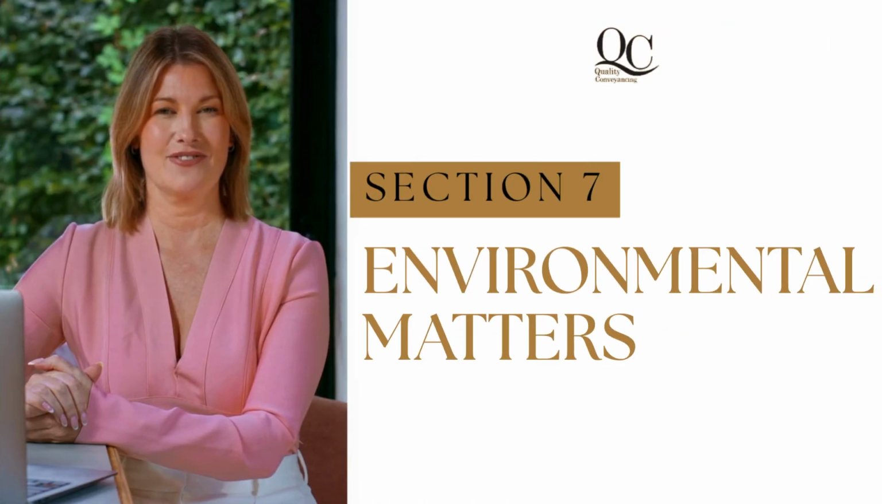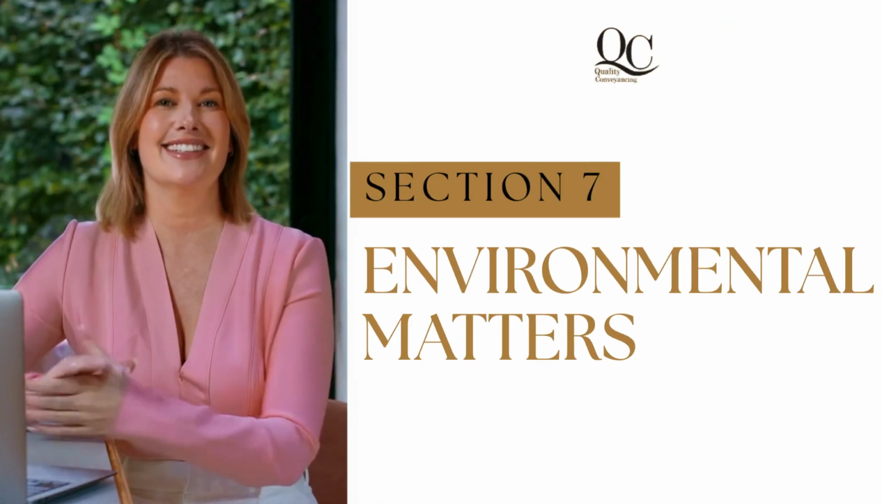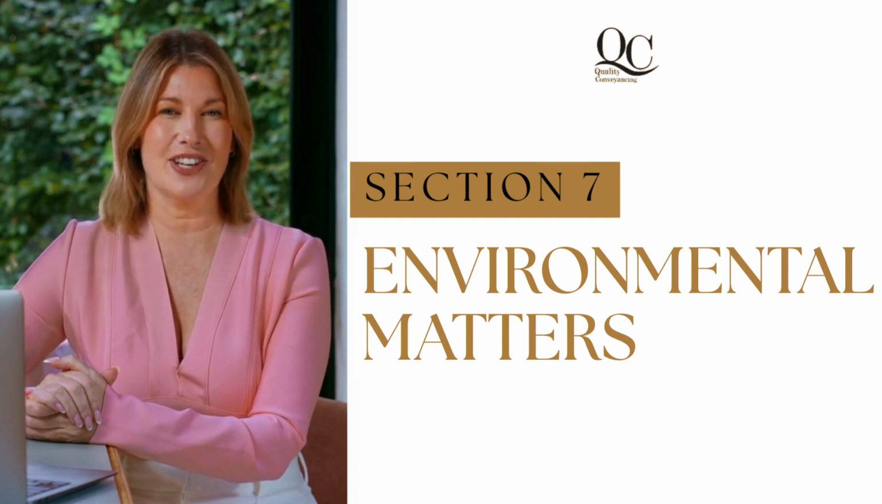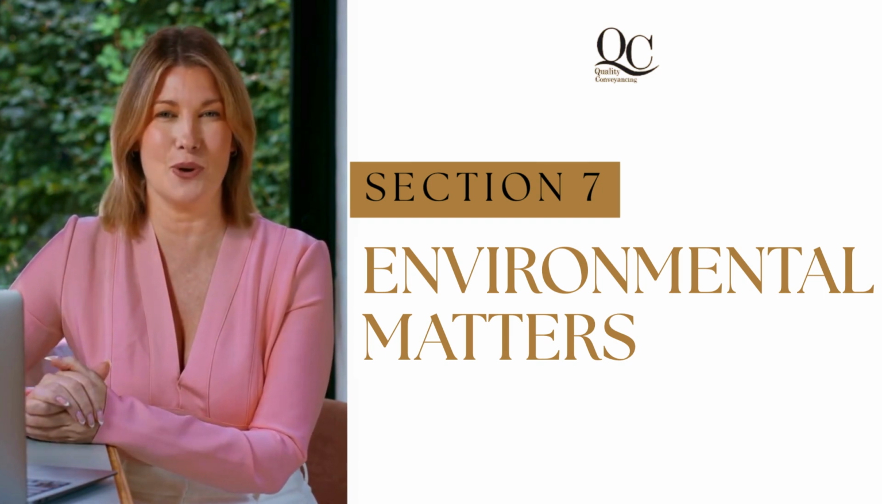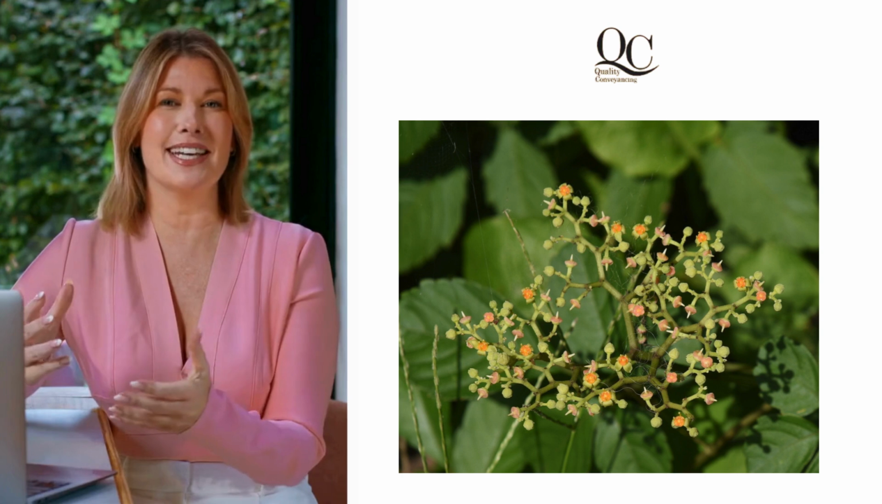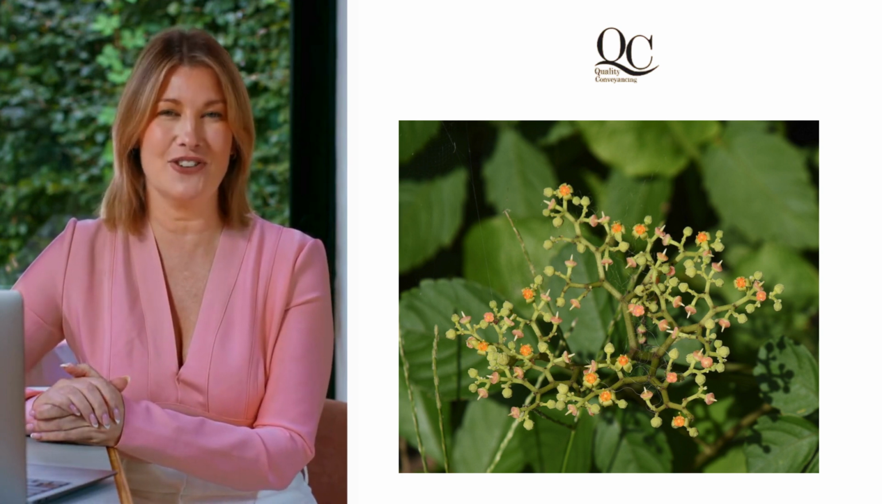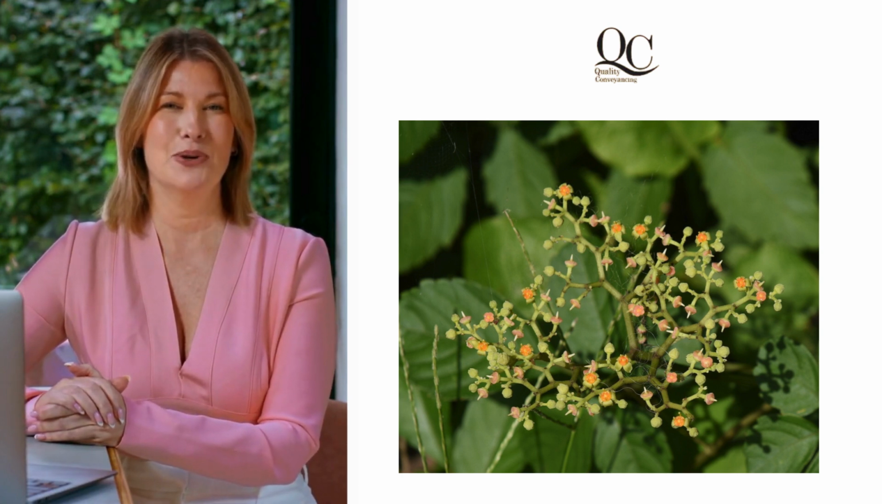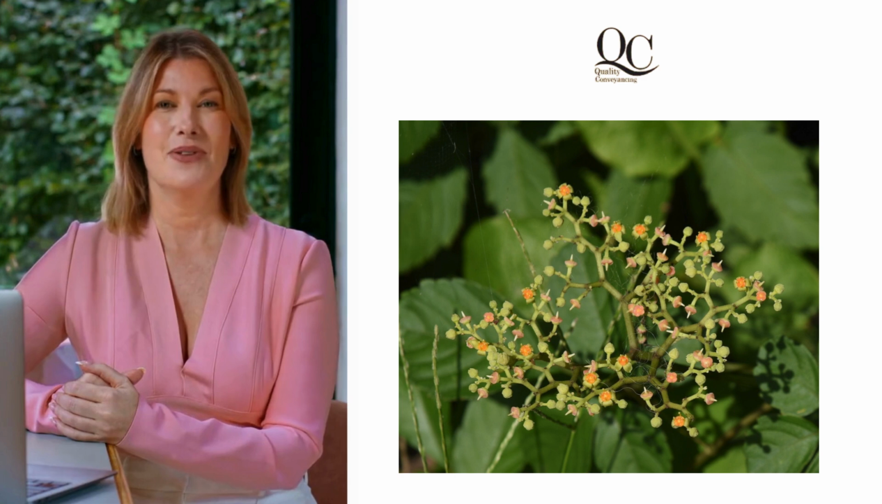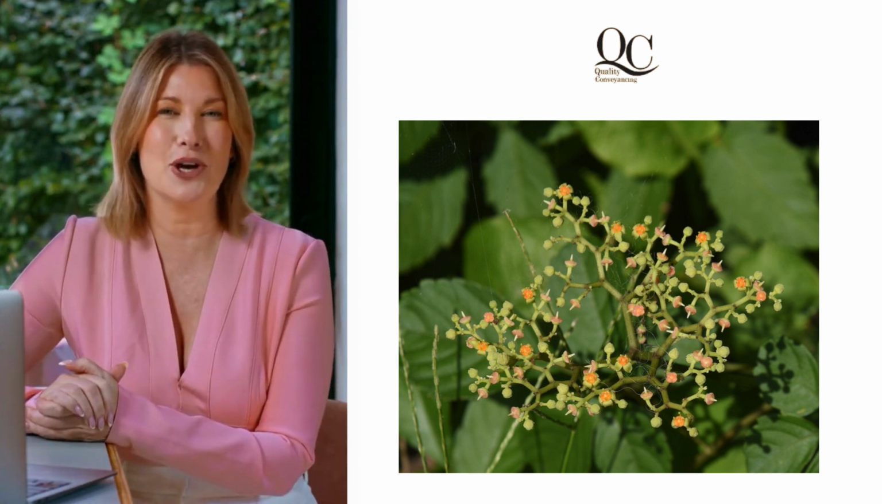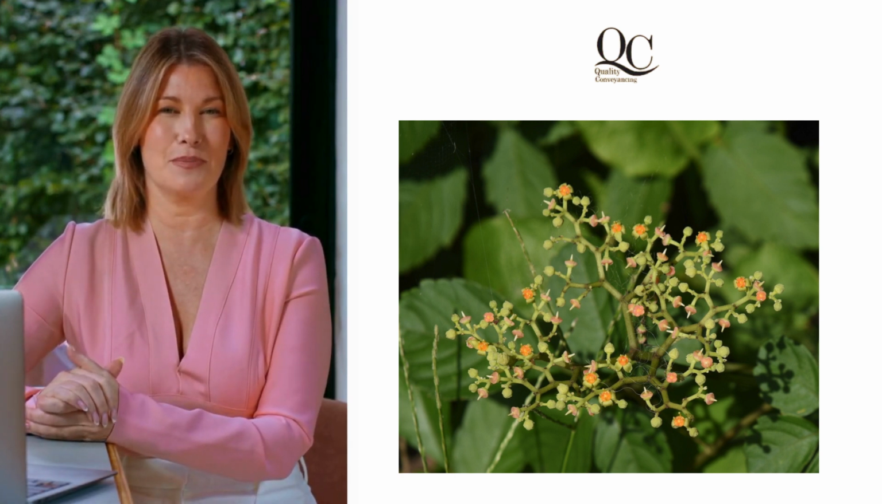Section 7 covers environmental matters, things that could affect the property, such as flooding, radon gas, energy efficiency, and Japanese knotweed. Japanese knotweed is an invasive plant that spreads very quickly and can cause damage to buildings, drains, and foundations if it isn't properly treated. It's not always obvious above ground, which is why buyers need to know if it's ever been present.